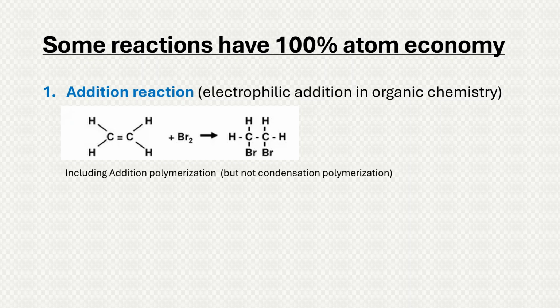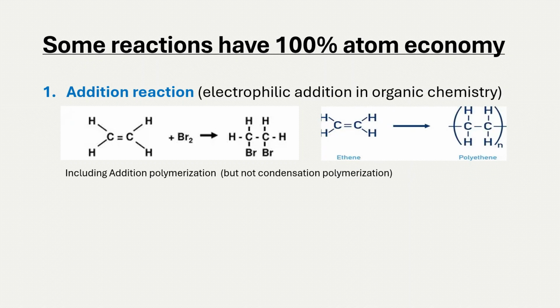And this includes addition polymerization, where small monomers join together to form a long chain molecule, which is quite important for plastic manufacturing. So this one has 100% atom economy.